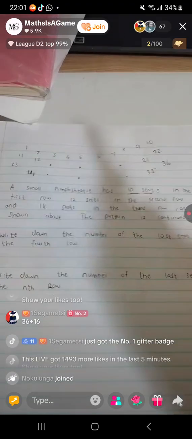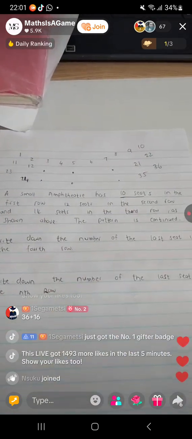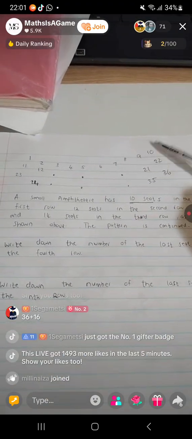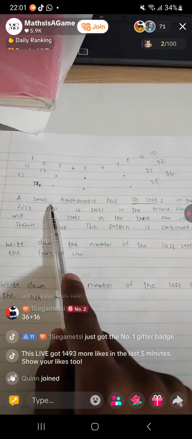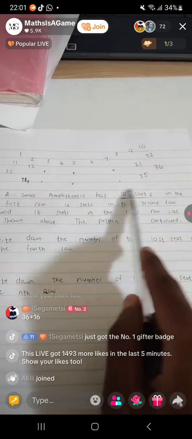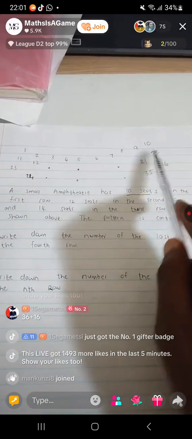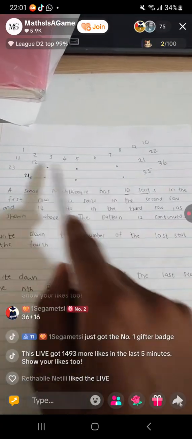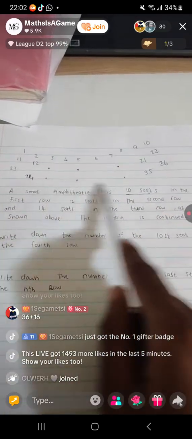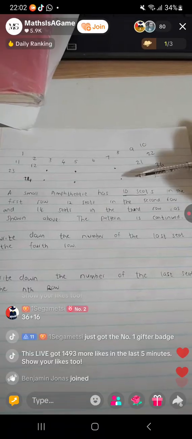All right, okay, and rightfully so, Sekhamed, I see what you are doing there. And I love what Sekhamed is saying in the comment section. They are saying a small amphitheater has 10 seats, right? In the first row, there's 10, 12 in the second row, then they are saying 14 in the third row. So what did we do here?